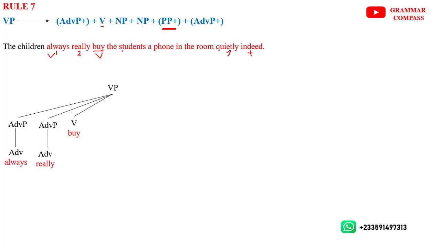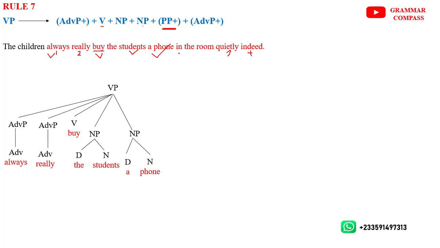Therefore, let us account for the first noun phrase, the students. We are going to have a branch to represent the noun phrase. This noun phrase, the students, has these constituents: the, which is the determiner, and students, which is the noun. We are done representing the noun phrase after buy, which is the indirect object. We are left with another noun phrase to account for, that is a phone. So a phone here is also a noun phrase. Therefore, this noun phrase will consist of the determiner, which is a, and then phone, which is a noun. We are done with this noun phrase.